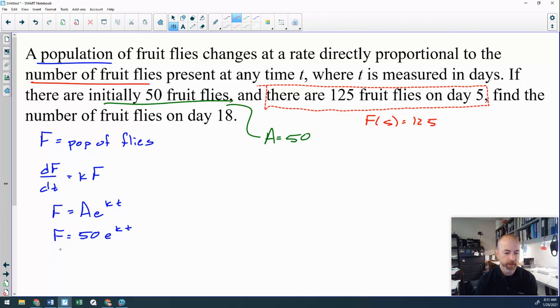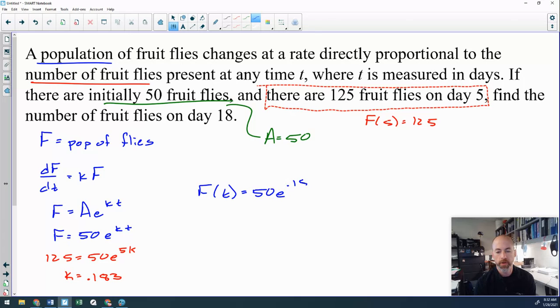So I could set that in over here. So 125 is going to equal 50 e to the k times 5. And if you solved that for k, which I did earlier, you get 0.183. So we'll do that in the calculator, and you get k equals 0.183. And so we now have a finalized version for my formula for fruit flies. I know that F of t is going to equal 50 e to the 0.183t. And the final question is, what is the number of fruit flies on day 18?